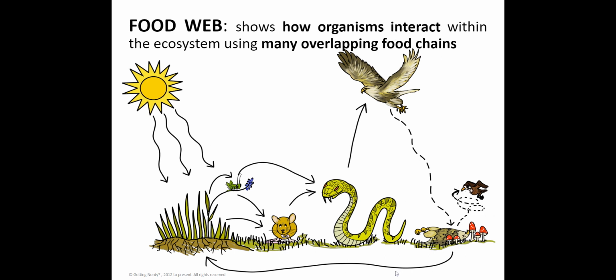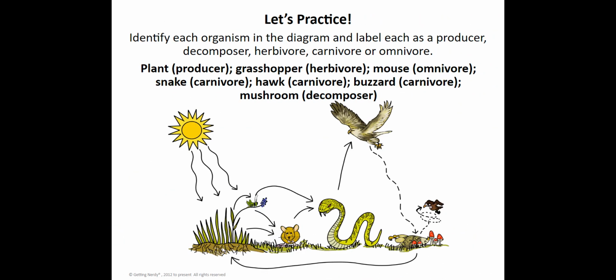All right, I would like you to go to your last page, page 3, and identify the organisms in this picture. Find the plant, that's my producer. Find the grasshopper, that's my herbivore. Find the mouse, that's my omnivore. Find the snake, my carnivore. Find the hawk, find the buzzard, find the mushroom. I would like you to label all of these things in your picture.